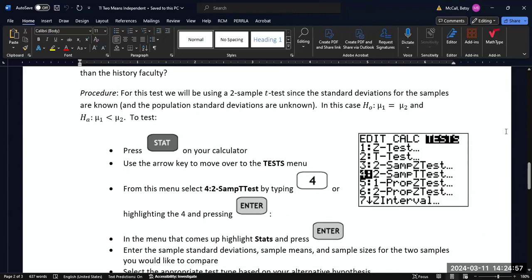So for this test, this is a 2-sample t-test. So in the stats menu, if you scroll over to the test submenu, that is the 4th one down.